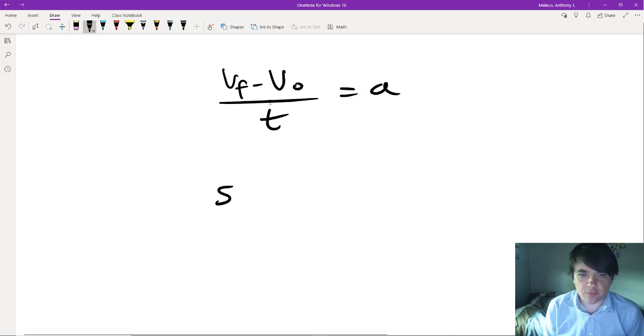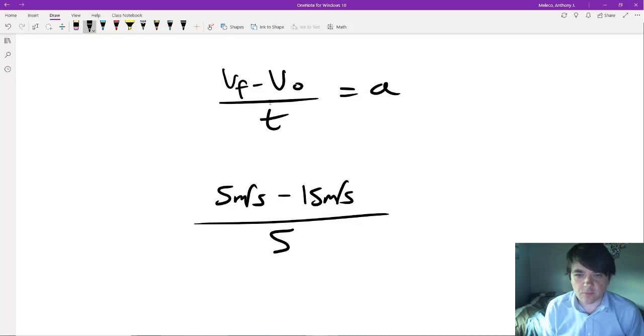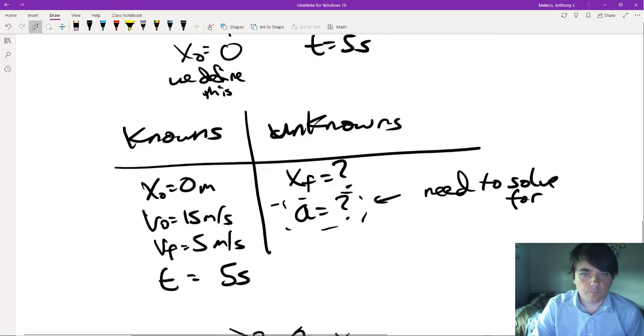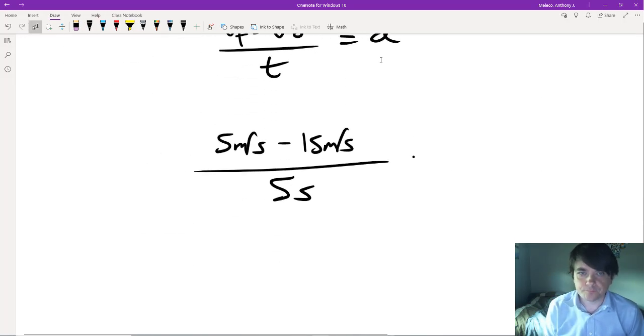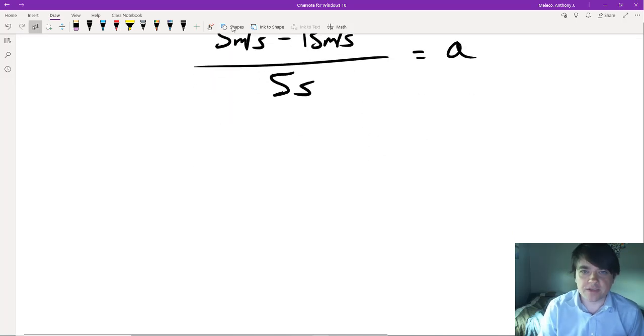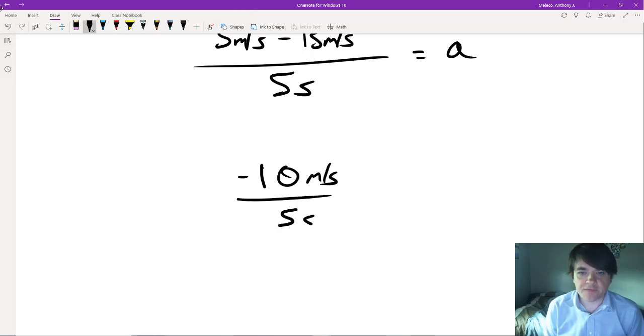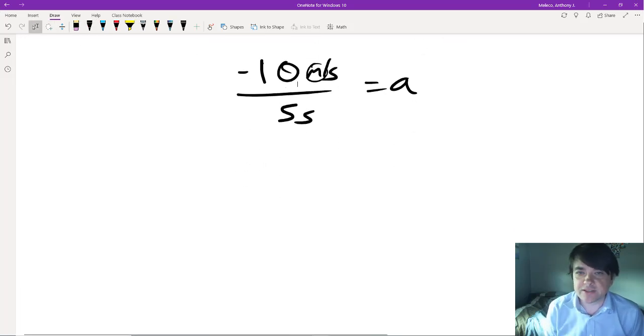Okay, so V final, I believe, was 5 meters per second, and our initial was 15, and then our time was 5 seconds. V initial 15, V final 5. Cool. This is our A. So 5 minus 15 is negative 10, over 5 seconds. This is A. This will result in meters divided by seconds divided by seconds. That will give us units of meters per second squared. And then 10 over 5 is 2. So negative 2 meters per second squared.